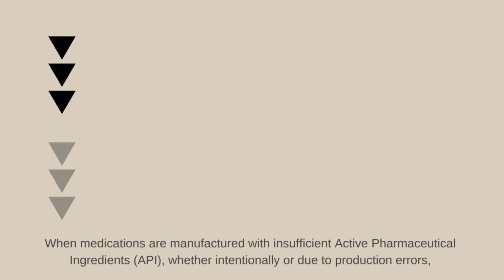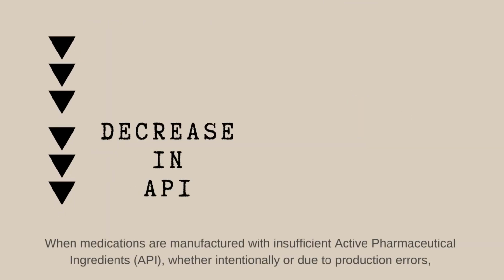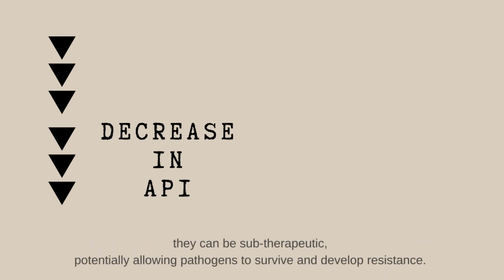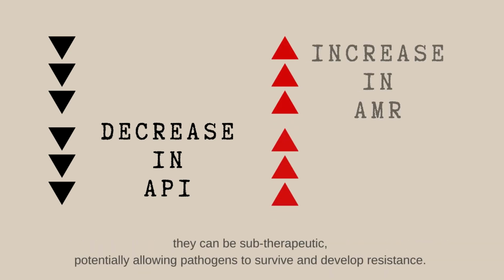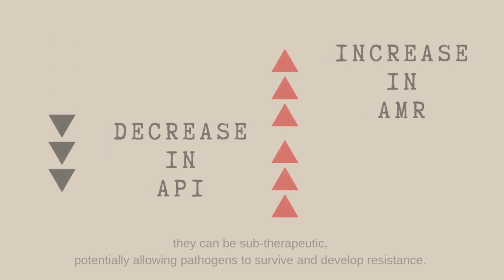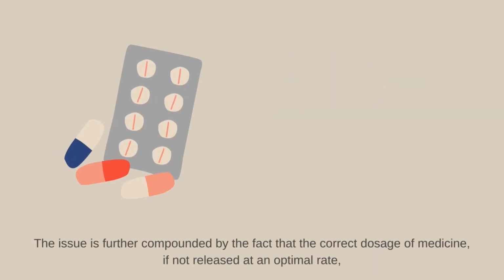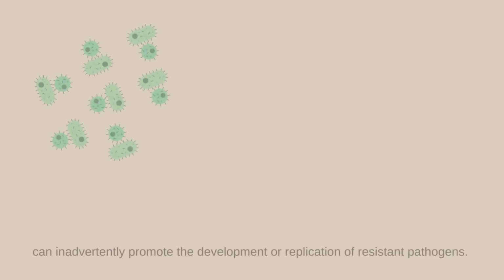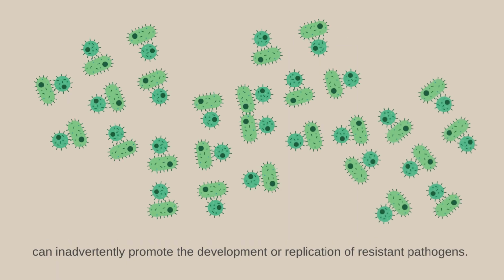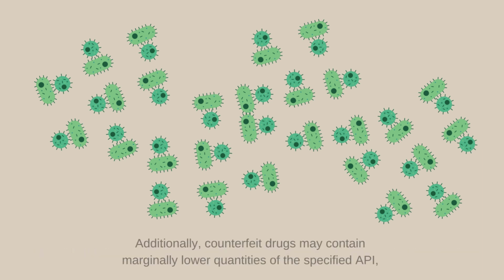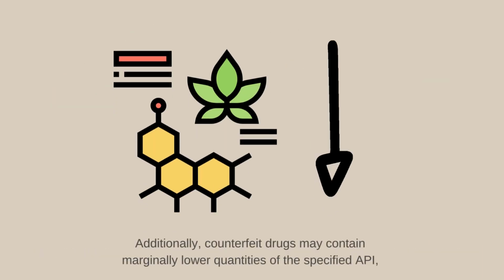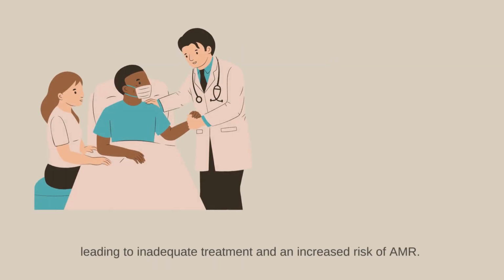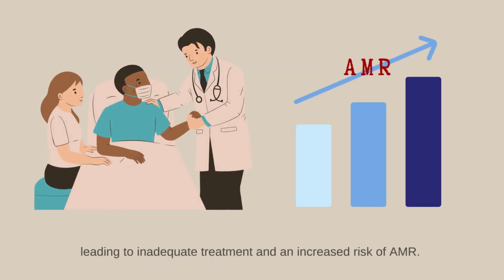When medications are manufactured with insufficient active pharmaceutical ingredients, whether intentionally or due to production errors, they can be subtherapeutic, potentially allowing pathogens to survive and develop resistance. The issue is further compounded by the fact that the correct dosage of medicine, if not released at an optimal rate, can inadvertently promote the development or replication of resistant pathogens. Additionally, counterfeit drugs may contain marginally lower quantities of the specified API, leading to inadequate treatment and an increased risk of antimicrobial resistance.